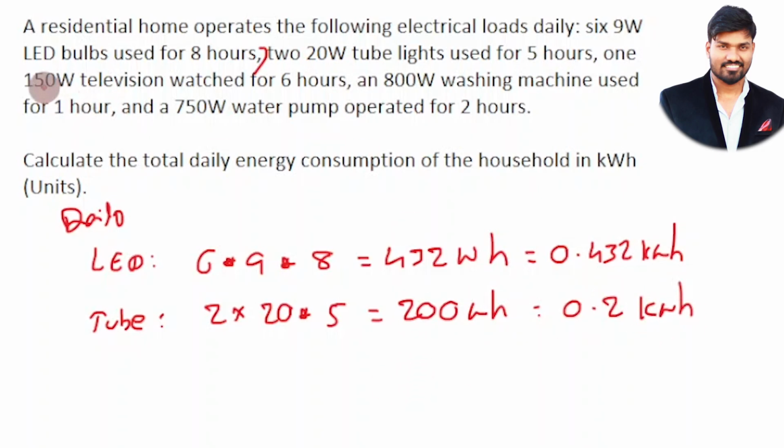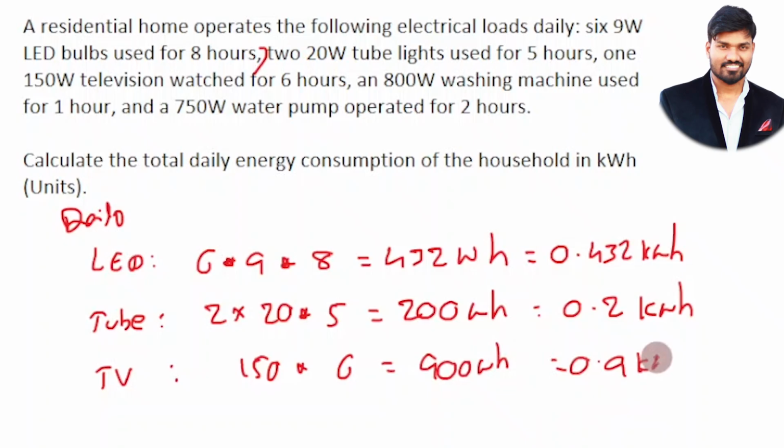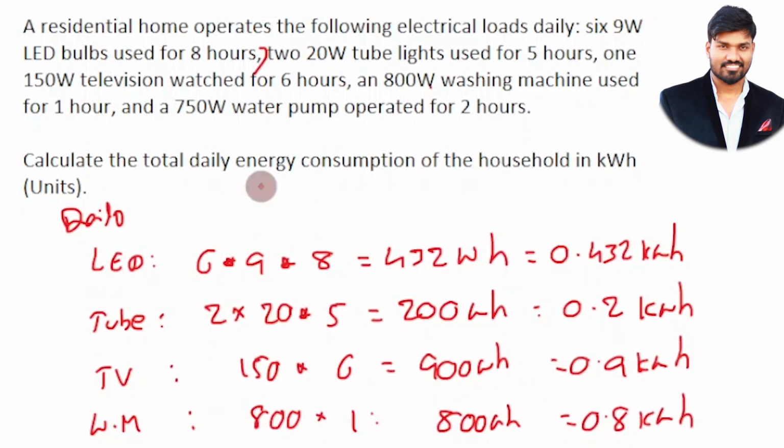Now next, one TV is working for 6 hours and this is 150 watts. Okay, this must be an old TV. TV is 150 into 6. So this is 900 watt hour, which is 0.9 kilowatt hour. And an 800 watt washing machine used for 1 hour. So washing machine is running for 1 hour only. So this will give 800 watt hour, which is 0.8 kilowatt hour.